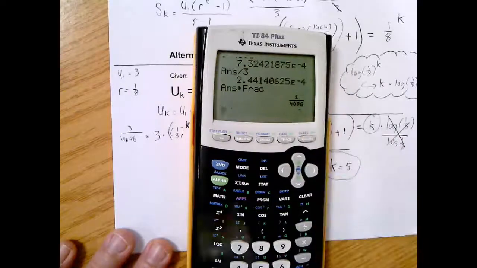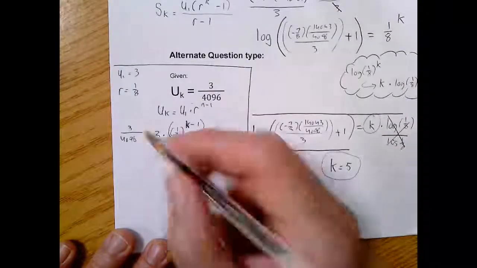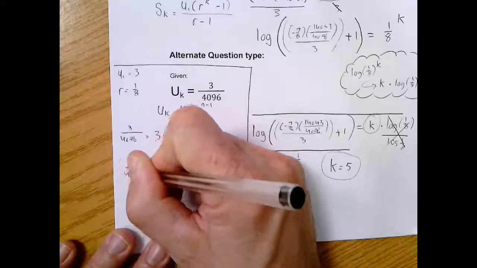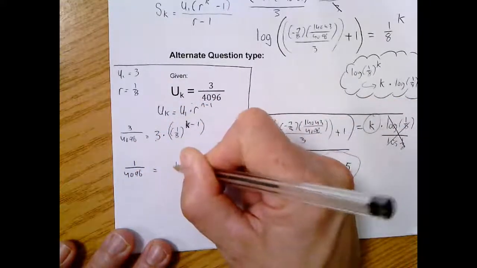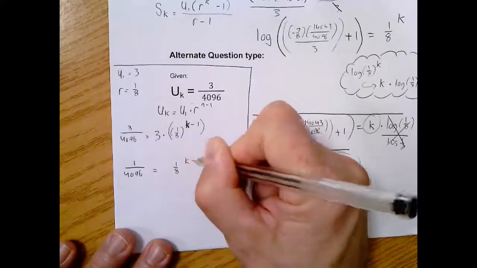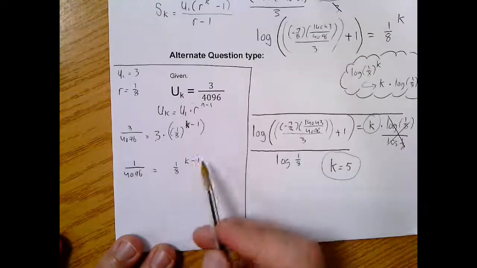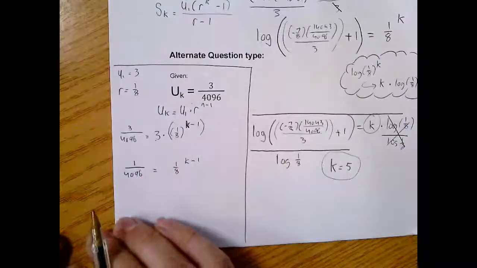And that makes sense, right? If we divide it by 3, those 3's would cancel. So now, if we divide both sides by 3, we'll just be left with 1 over 4,096 equals 1/8 to the k minus 1. All right. So we are well along in the process. But now what we have to do is we need to get this variable out of the exponent. And the way we do that, just like we did before, we do that with logarithms.